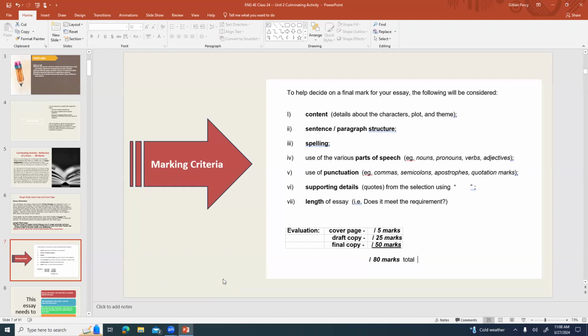The length of the essay. This is a huge part. If you hand me in something and it's only about half as long as it needs to be, then you're just not going to get the same marks, even if the writing is amazing, because it's just not as long as it needs to be.